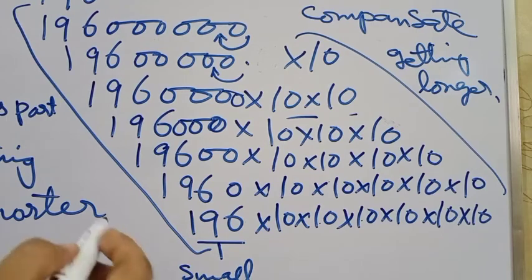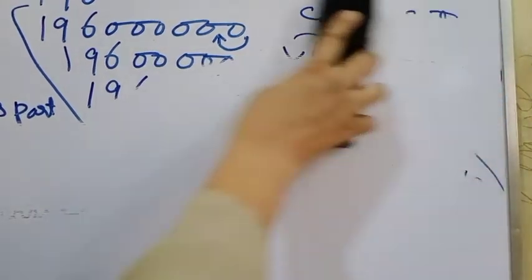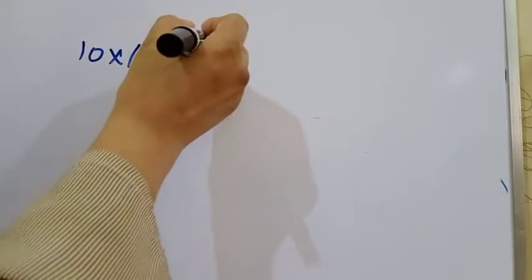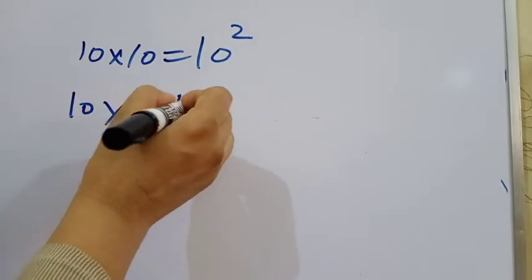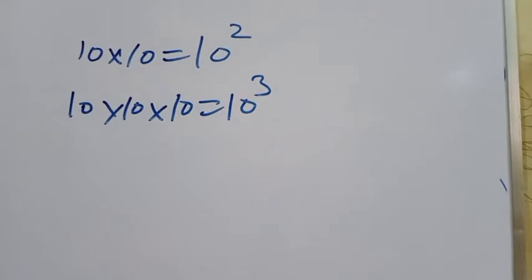We can write 10 multiplied by 10 as 10 raised to the power 2, and 10 into 10 into 10 as 10 raised to the power 3. Here 3 is the exponent. That's much better. Now we continue the process and shift the decimal point, but this time we write an exponent bigger than the previous one instead of repeating 10.